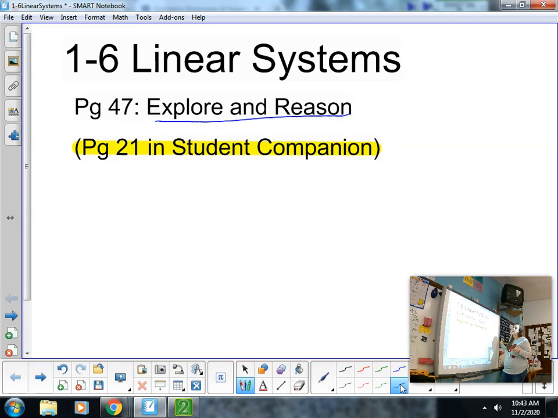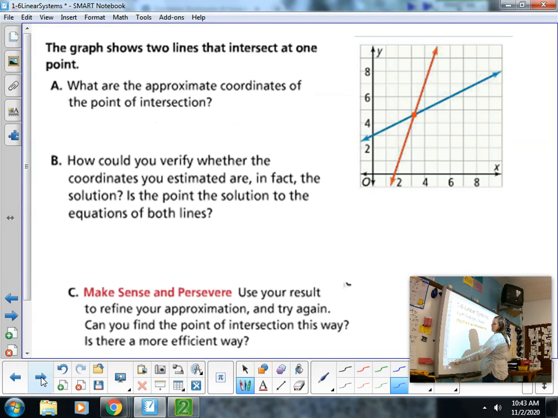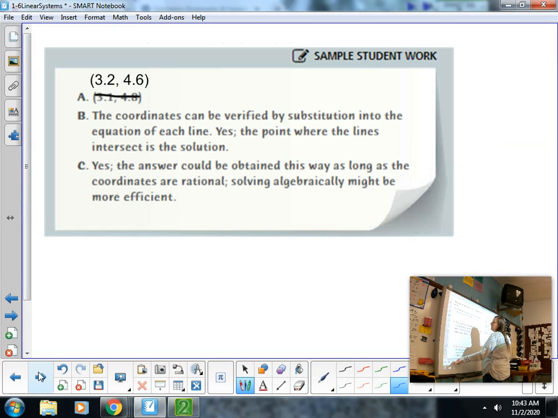Explore and Reason. I did want to go through that so that you guys could see what the answers were for that and go through and check your work. So this was the series of questions for that. You had this thing and you had to show or estimate where the solution was. These were your answers that you should have.